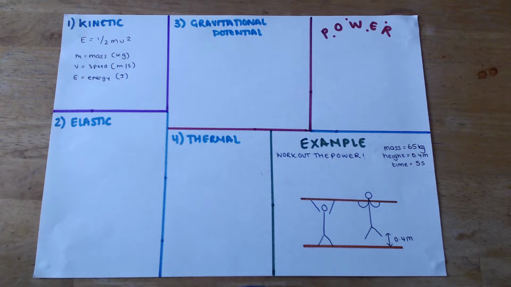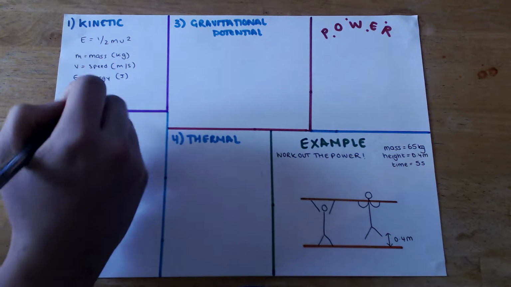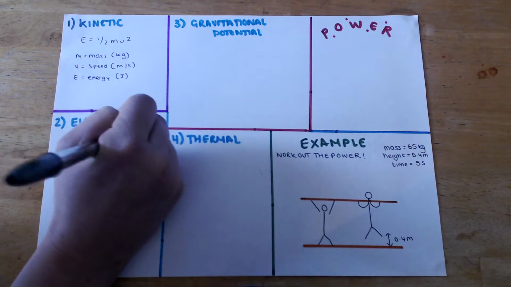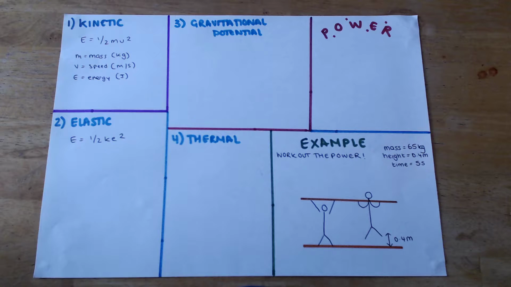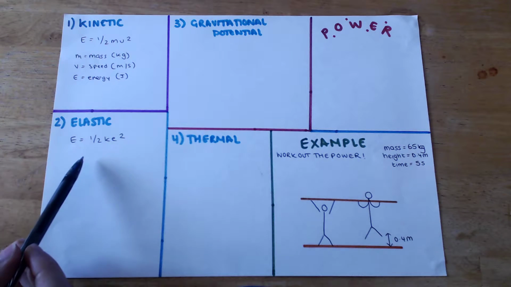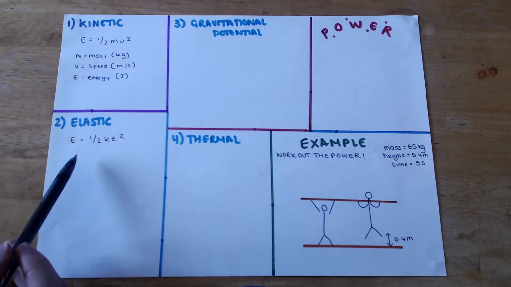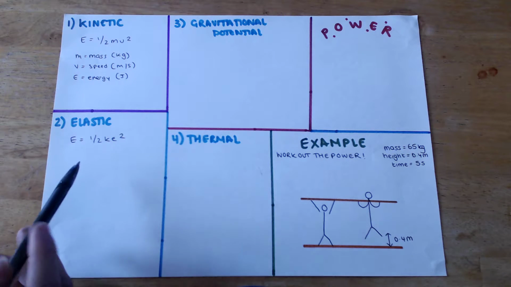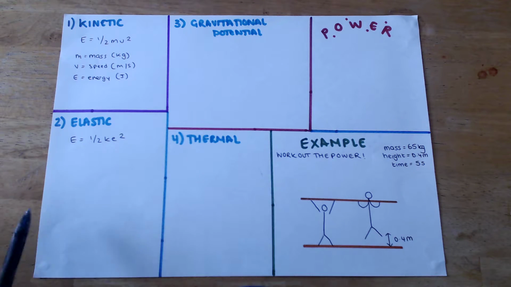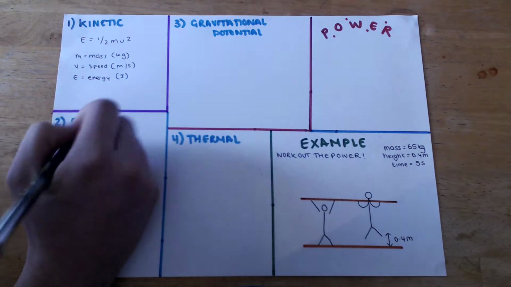So let's have a recap on elastic energy now. The equation for elastic energy is E is equal to 1/2 ke squared. Okay, so quite similar to the kinetic energy, but elastic energy is a different form of energy. It's to do with compressing and stretching. So let's take a look at the constants in the equation and let's find their units.